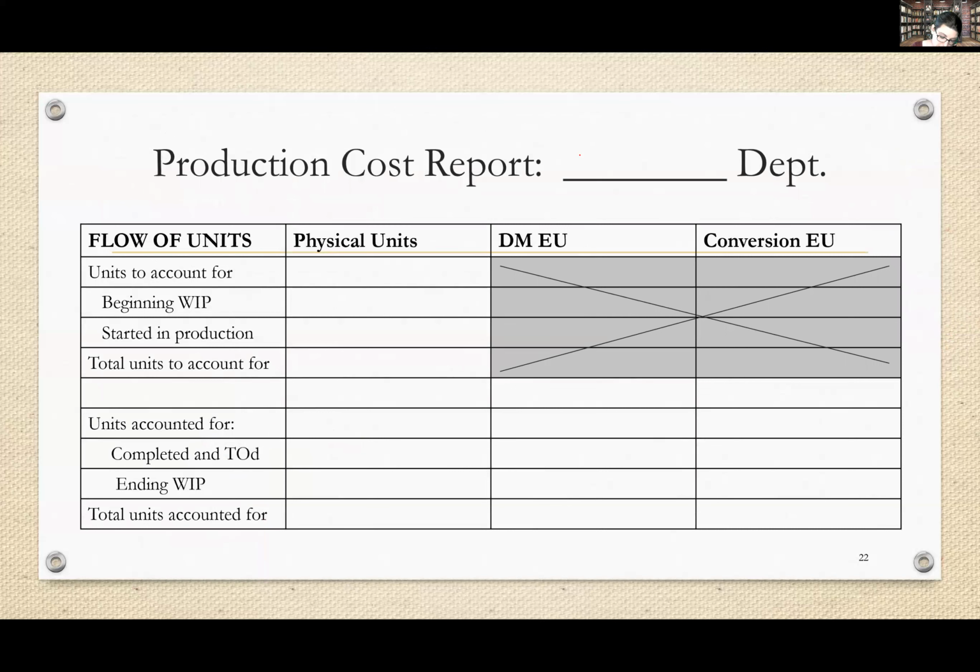All right, so let's do a production cost report for our churning department. And if you downloaded the lecture notes, you should be able to follow along. All right, so remember that a production cost report had two different sections. The first section, we're going to keep track of our units. So looking here at our units, we're going to say what was beginning work in process, what did we start, and the total units that we need to account for. So if you take a look at your lecture note, you're going to see those written down for you.